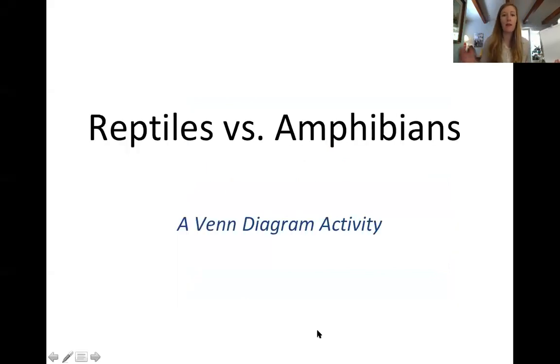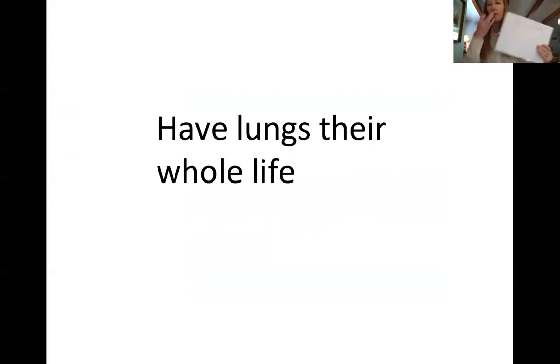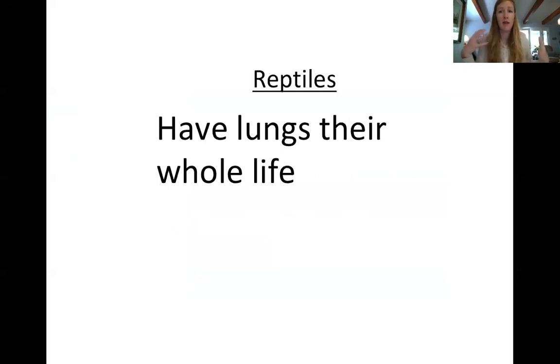Okay, reptiles versus amphibians. Okay, so the first thing we're going to write is have lungs their whole life. So which one has lungs their whole life? Right? Well, hopefully you remember from our frogs and toads, they start with gills. So it's not amphibians, it is reptiles, right? They are born with lungs. Amphibians are born with gills. So do a little bullet point right at the top of your circle, right under reptiles, right?